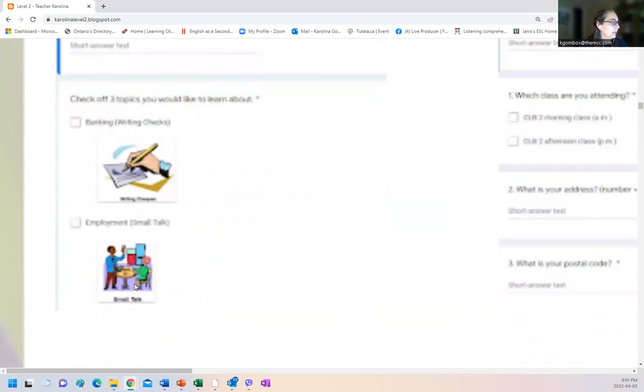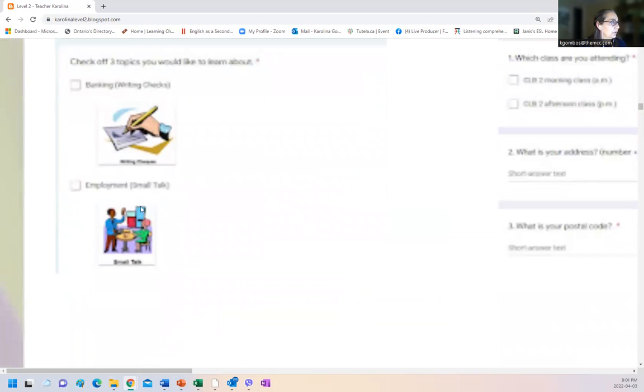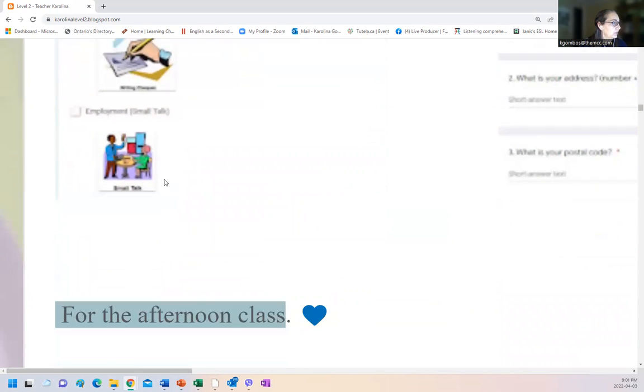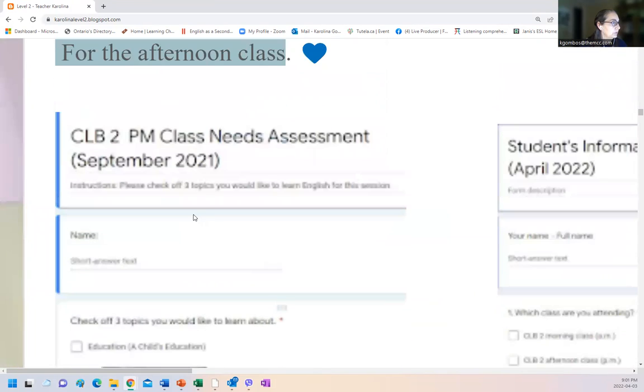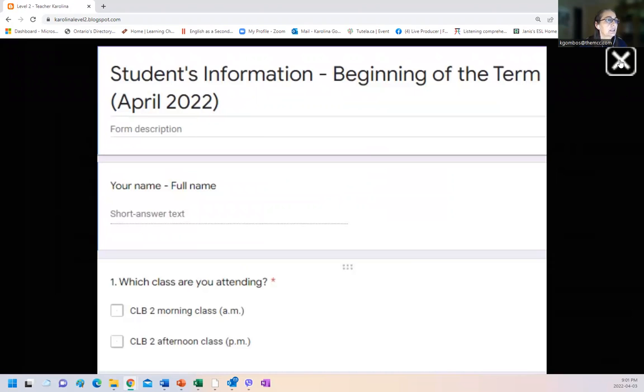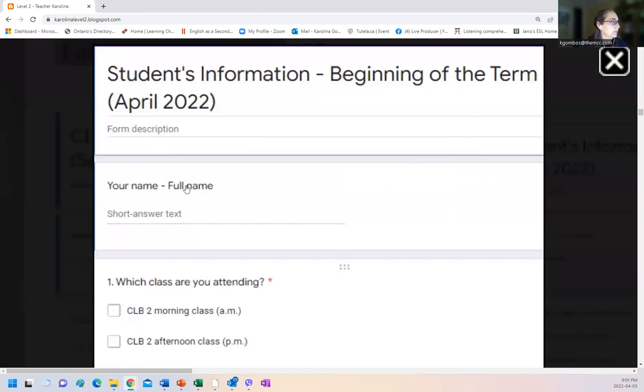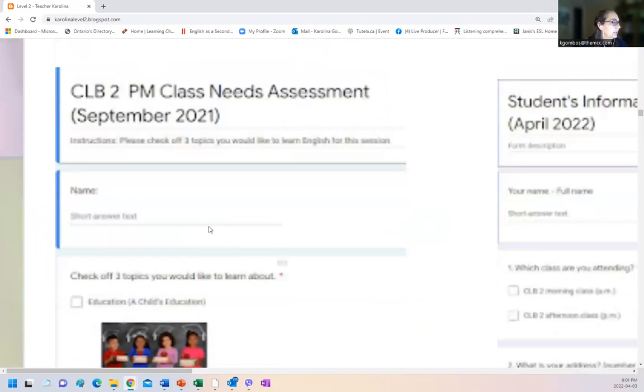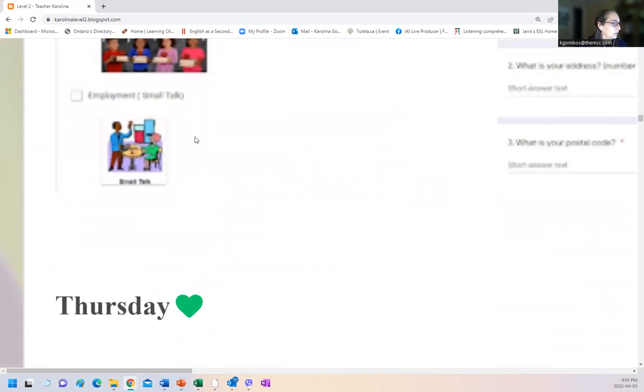You have to pick, there are like a couple pictures here, and you have to pick which one you are interested in. You have to pick 3 topics. The same for the afternoon students. For some reason it didn't link. I don't know why. Okay, the same for the afternoon students. Which class are you attending and what topics you want to learn about.